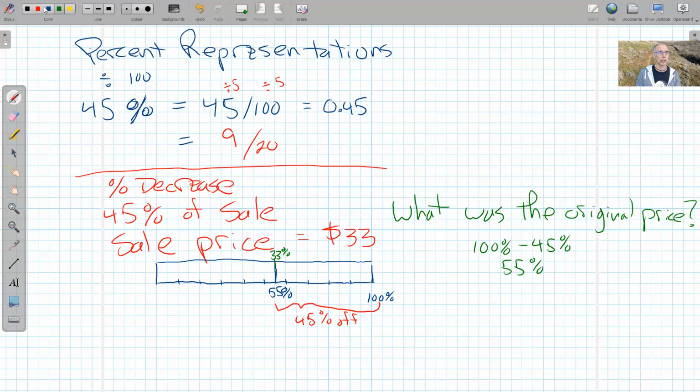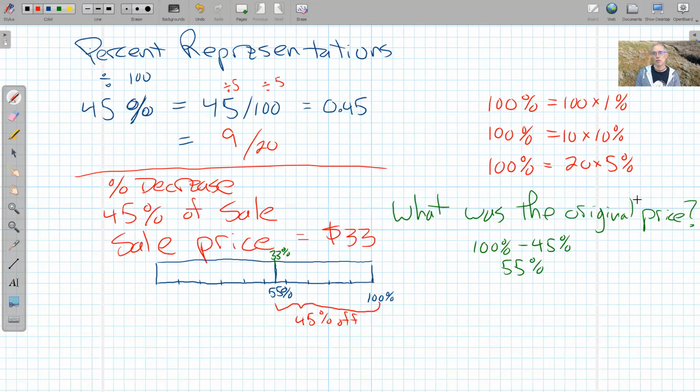Another thing to note here. 100% is 20 groups of 5%. So sometimes we break up our percent into 5%. Before we had a 10 by 10 grid where we were breaking it into 1% chunks. In a previous example, we viewed 100% as 10 groups of 10%. So there's a lot of different ways we can go about doing this, depending on the percents that we're given. So we could do 100 times 1%. And that was the 10 by 10 grid version we were looking at before.